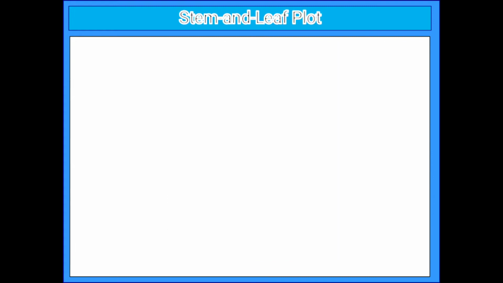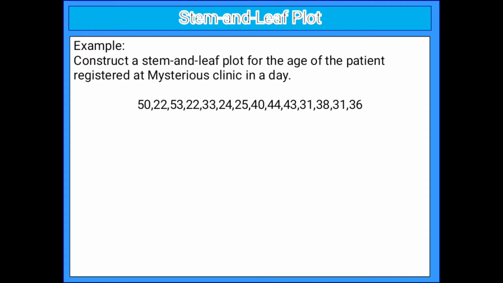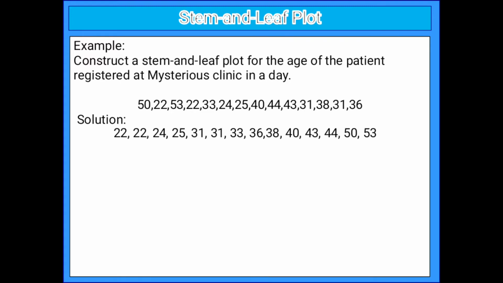Okay, so let's see now the stem and leaf plot method. So let's take this example. Of course, the simple method of organizing quantitative data first is we need to arrange the data into ascending order. So we will use this example here. So we have this right now, the given data, which I arranged already in ascending order.